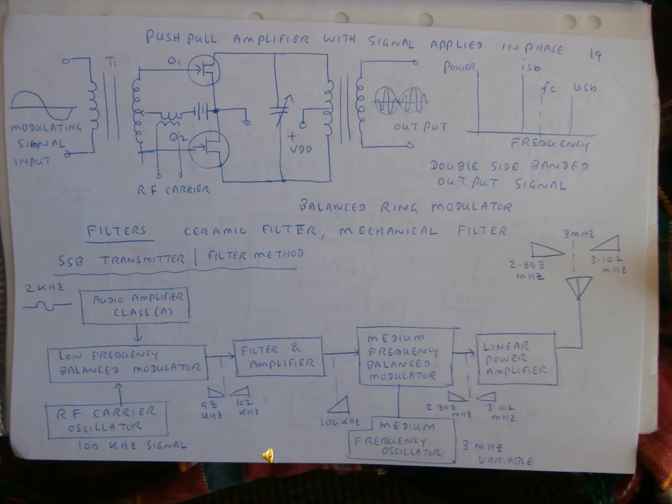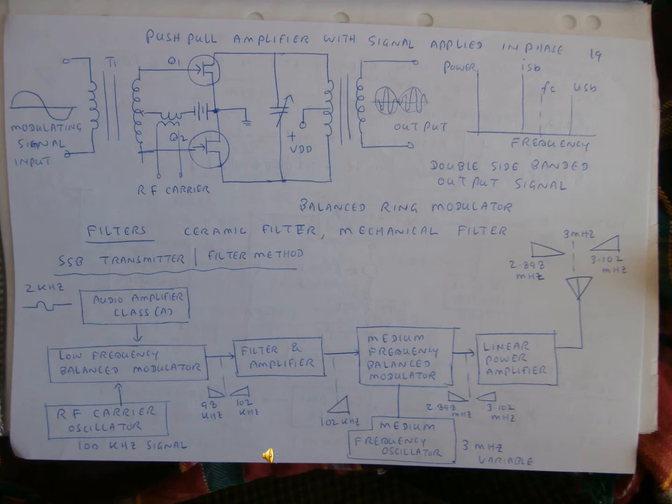The 2 kHz signal passes through the audio amplifier class A. The output of the audio amplifier class A proceeds to the low frequency balanced modulator. In the meantime, the radio frequency carrier oscillator with the 100 kHz signal also provides an input. The signals coming from the audio amplifier class A and the signals provided by the radio frequency carrier oscillator are combined in the low frequency balanced modulator. The output frequencies coming out are 98 kHz and 102 kHz. Those will be the two output frequencies.